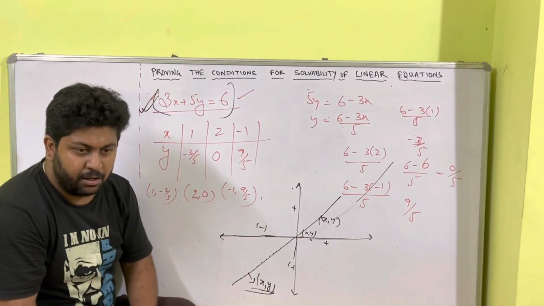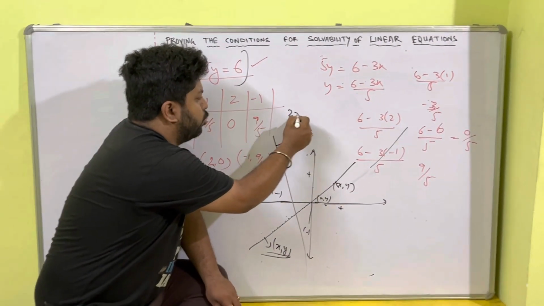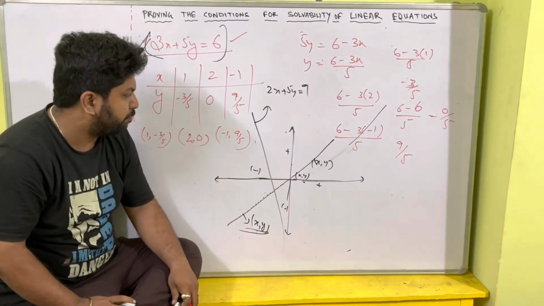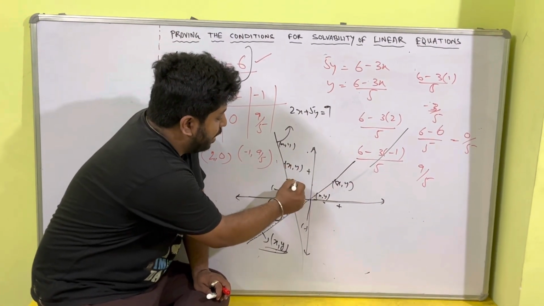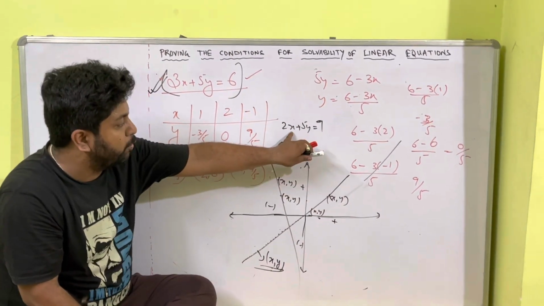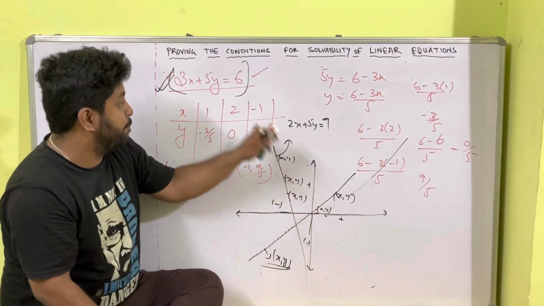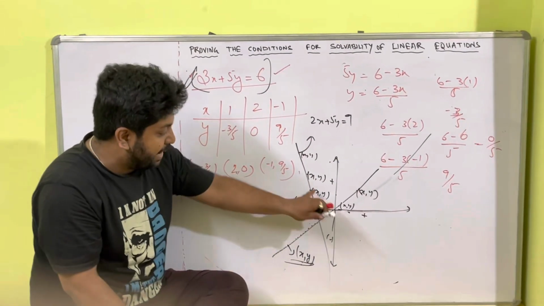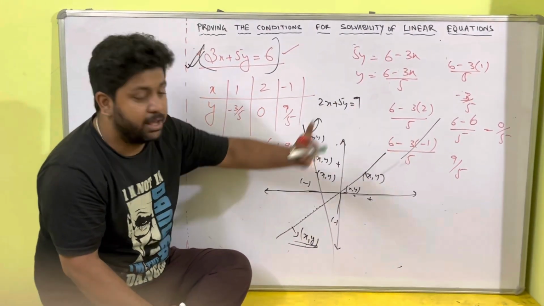Suppose there is another line, this one, and this is a different equation. Maybe suppose 2x plus 5y is equal to 9. Just for example, let's say. Then whatever the coordinates of x comma y you are finding here, you put here, this equation will be satisfied. But if you take any point from here and put it in this line's equation, will it be satisfied? If you take any point from here and put it here, it will not be satisfied.